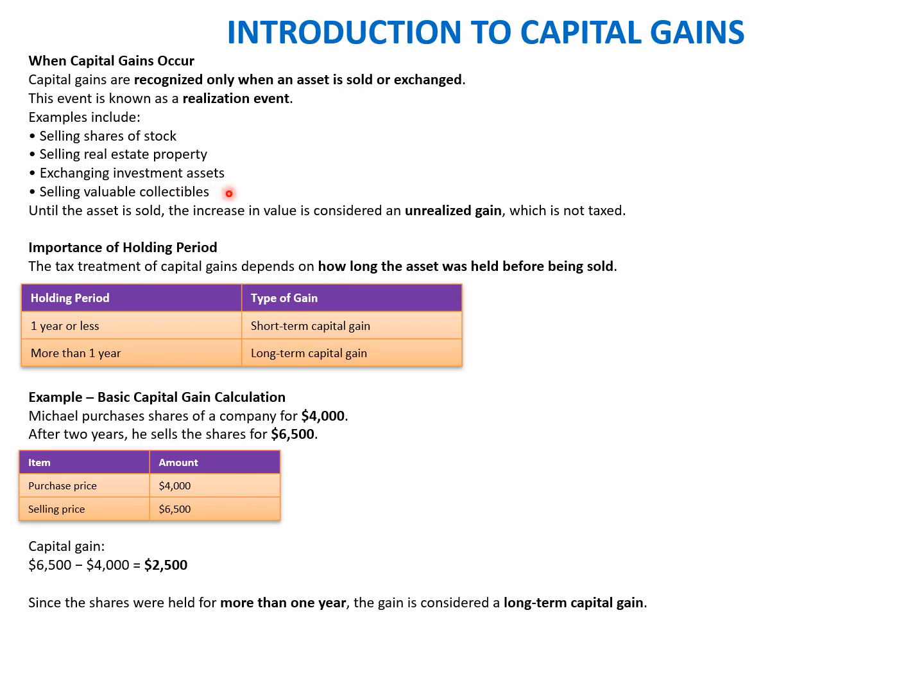Okay, so when do the capital gains occur? Capital gains are recognized only when the asset is sold or exchanged. The event is known as the realization event.